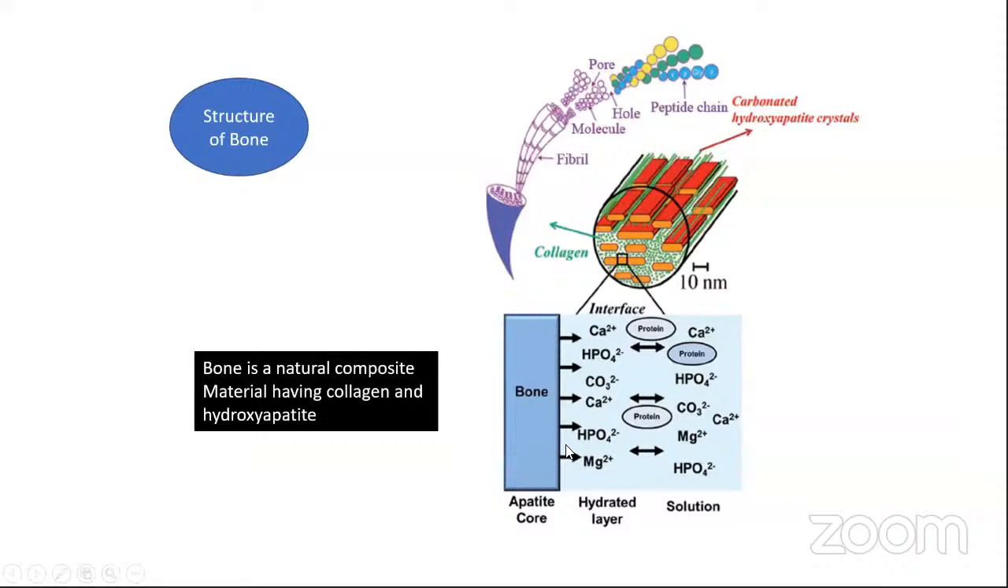It has a surface where the HPO4, Ca, calcium, CO3, these different ions are located. And this is forming a hydrated layer. In solution, if these ions are there, then deposition takes place. So this shows the importance of hydroxyapatite in bone.